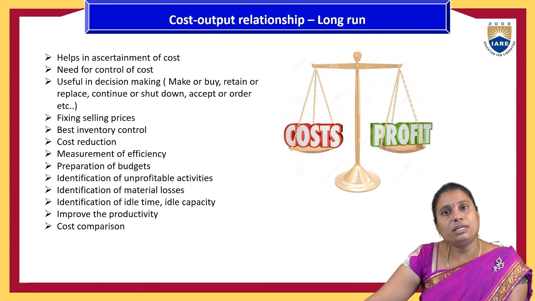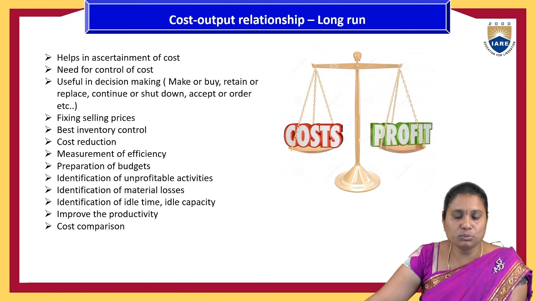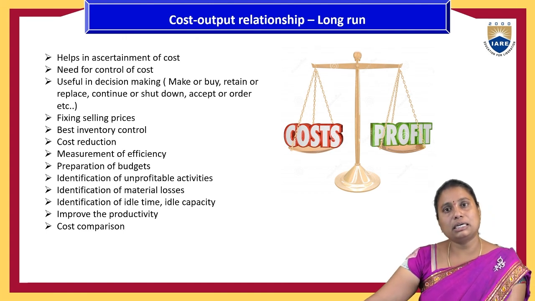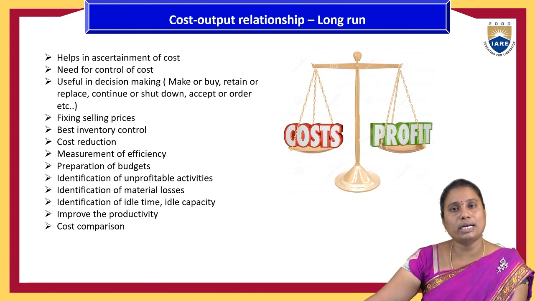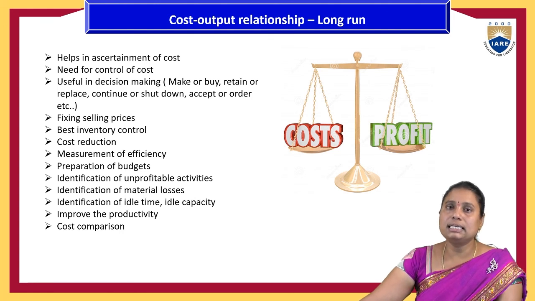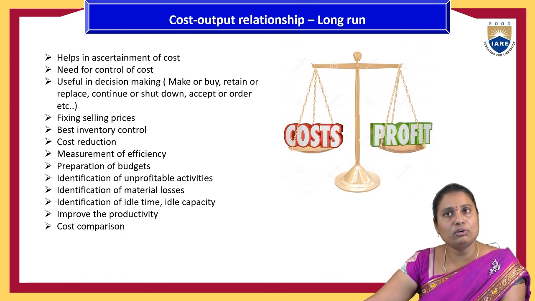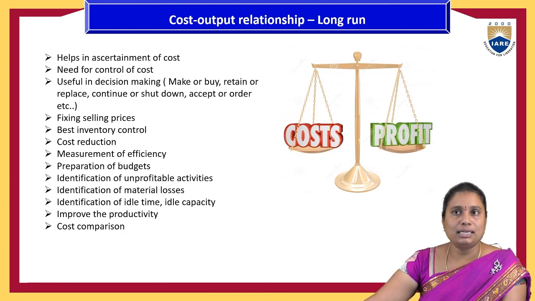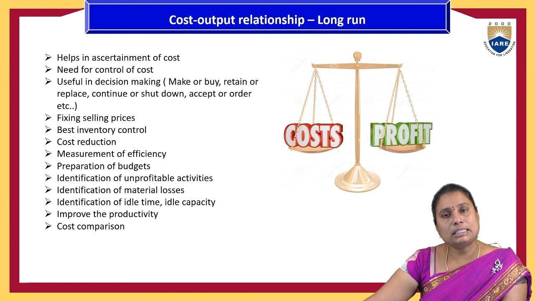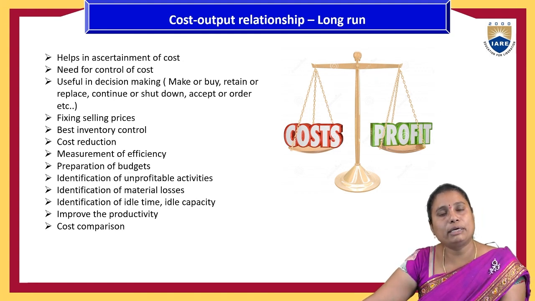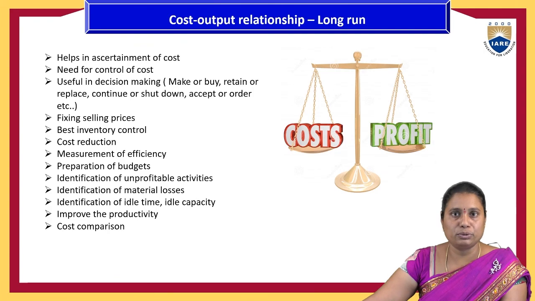And the productivity proficiencies can also be identified, and the comparison of one company with another organization, and the comparison of one unit cost to another unit cost can easily be known with the help of this cost output relationship. So that is the benefit of the cost output relationship. And with this cost analysis, there is more scope for the producer to get more profits.